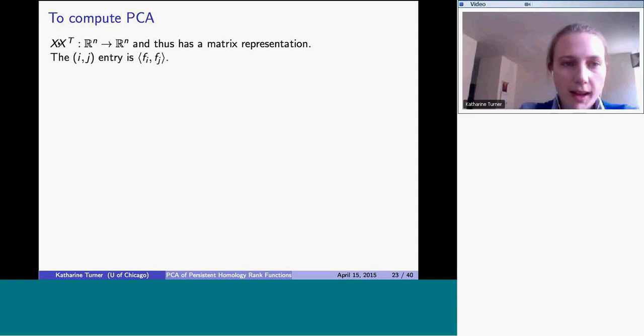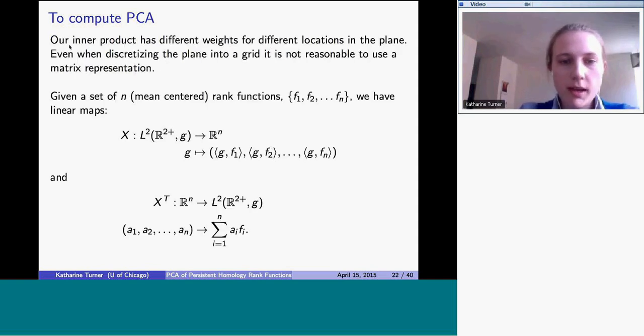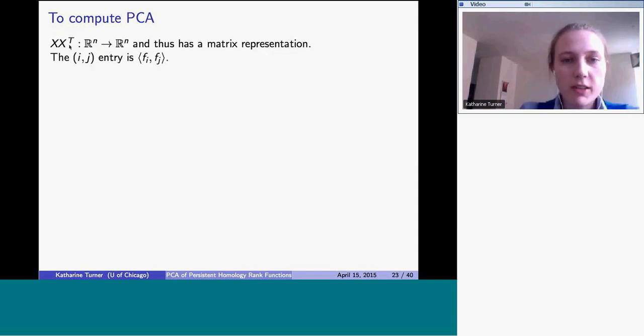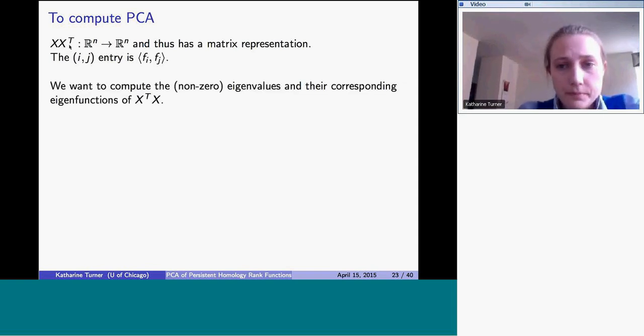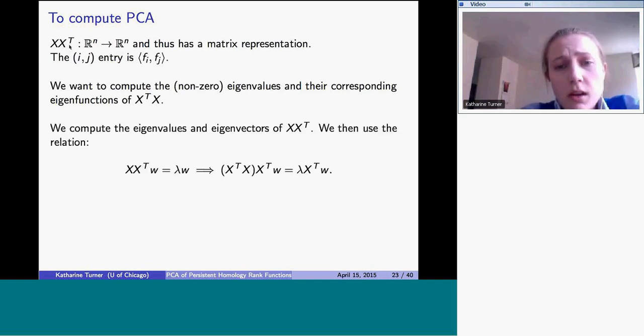Because look at X X transpose, okay, that means that we're going to have a nice happy matrix representation where we've got the matrix where the ij entry is just the inner product of f_i with f_j. So it means that what we're really going to just do is calculate squared inner products in order to create this. Okay? We had X transpose X, we want X X transpose.